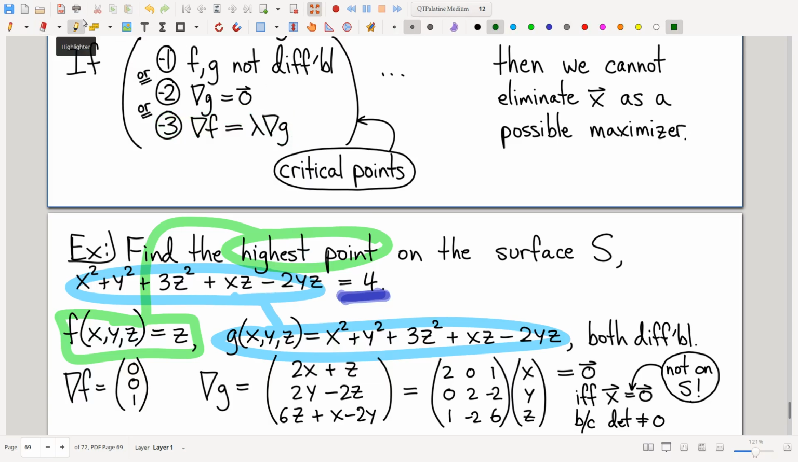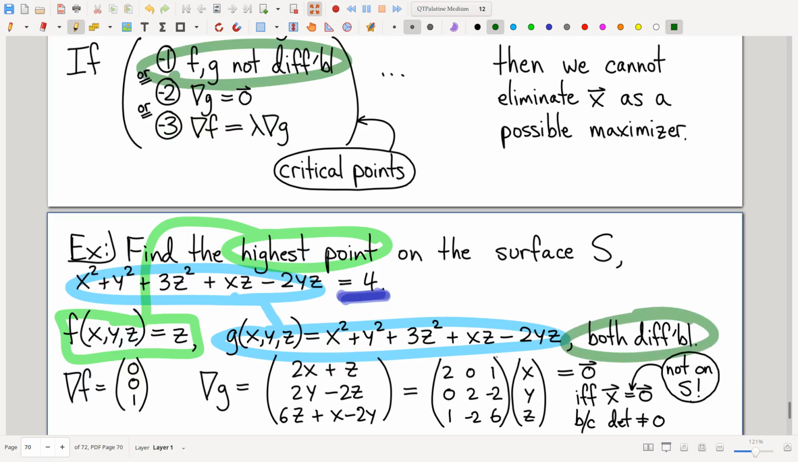Okay, so one at a time. Any failures of differentiability? Nope. That was easy. Right, these are polynomials. Polynomials never have differentiability problems, so nothing to it.